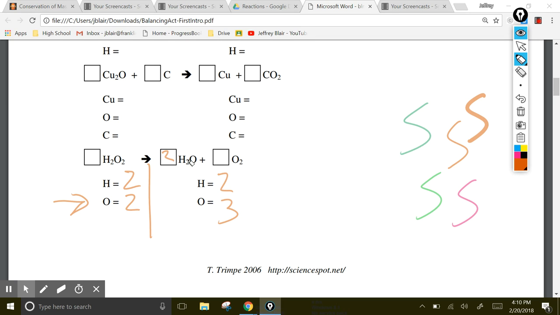So if we put a 2 in there, 2 times 2 gives us 4 H's. 2 times our 1 O gives me 2 O's, plus these 2 O's gives me 4 O's total. So 4. Now I come back over here. I put a 2 in there. 2 times 2 is 4. 2 times 2 is 4.